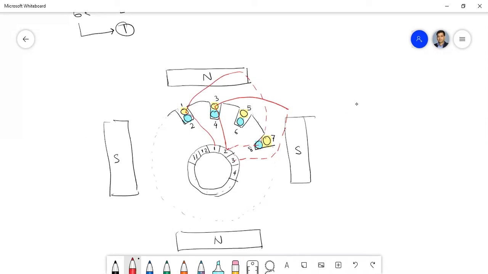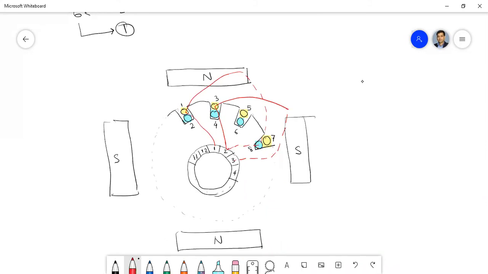Do you understand how to make the drawing? So the top coil sides you have to draw with bold lines, and the bottom coil sides you have to draw with a dotted line. Okay? Is it clear? Is it clear or not? Yes, sir.